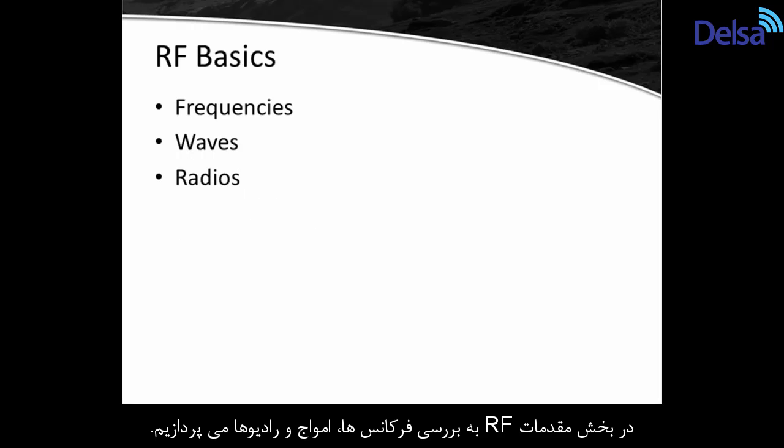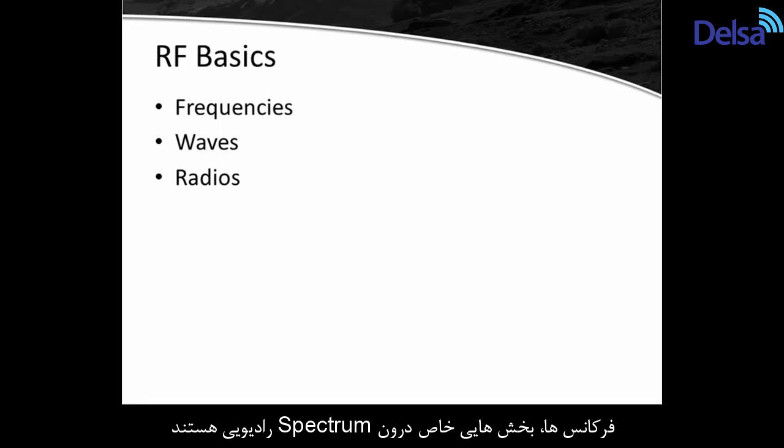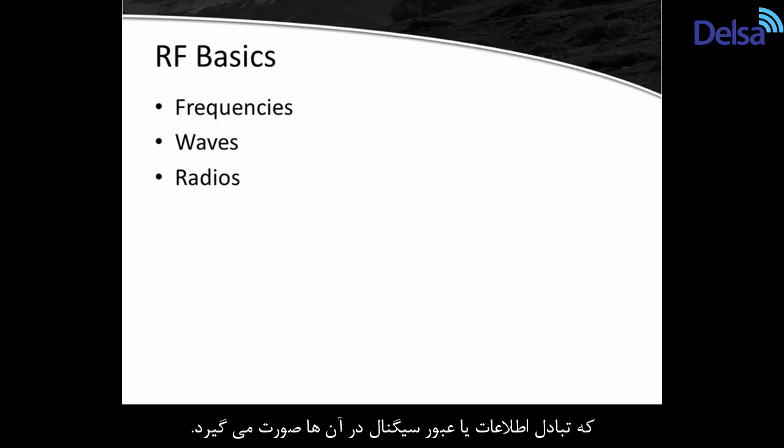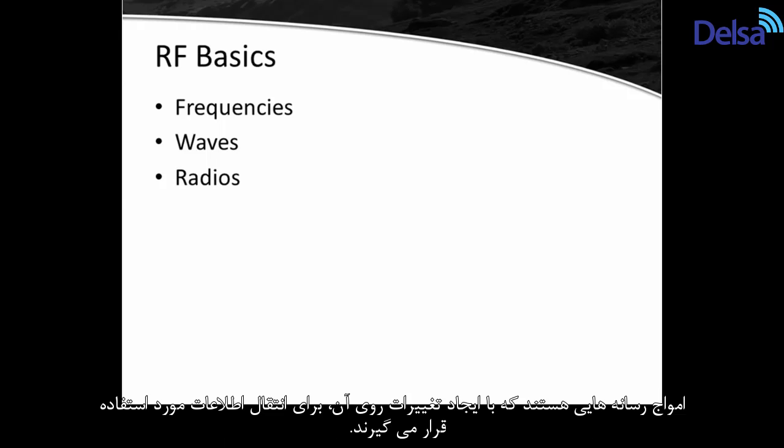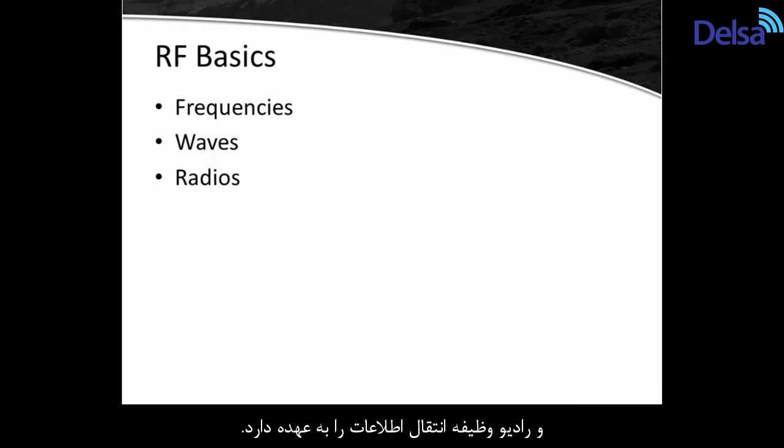So first of all, RF basics. What we need to understand is frequencies, waves, and radios. The frequencies are the specific locations within the RF spectrum that we actually use to transmit our data or to pass signals on. The waves, of course, are the actual medium that we manipulate in order to modulate data and therefore transmit data. And then the radios do the transmission. So let's talk about this a little bit more.